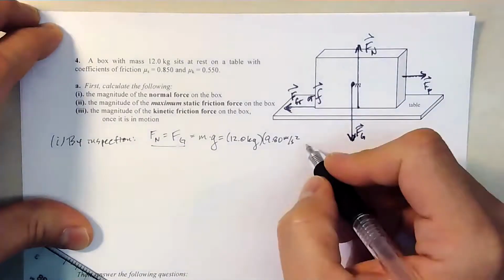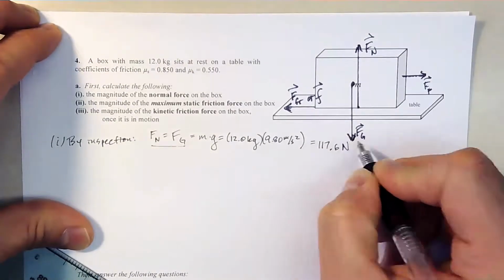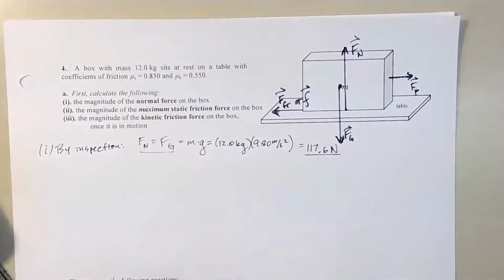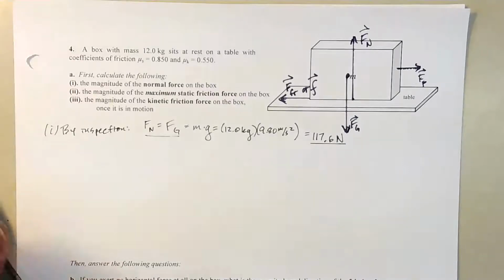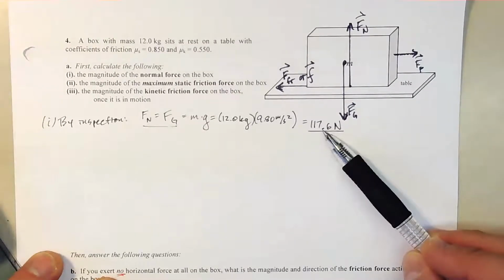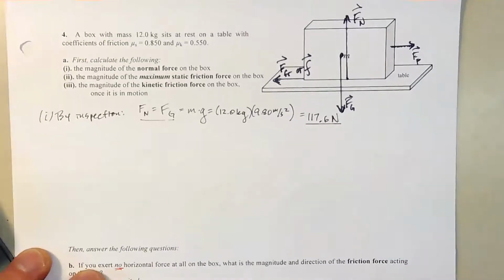And my calculator tells me that the answer is 117.6 newtons. Now, this is a handy value to have because, as we saw before, the normal force shows up over and over again in these formulas for the friction force. All right, notice how I'm keeping extra significant figures. That's always valuable to do for intermediate values.